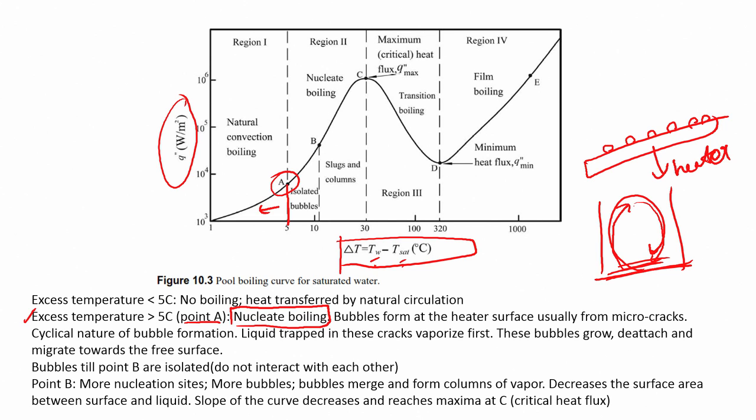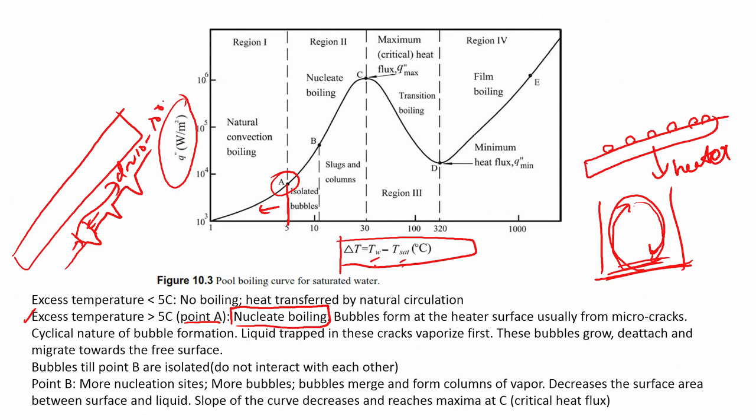These bubbles usually form from micro cracks on the heater surface. If you look at this heater surface in a macroscopic view, it might look very smooth. If you take a microscope and look inside, you will find cracks of different kinds, with dimensions of the order of say 10 micron, 100 micron, etc. So, these cracks serve as nucleation points. The bubble starts to grow from these cracks.